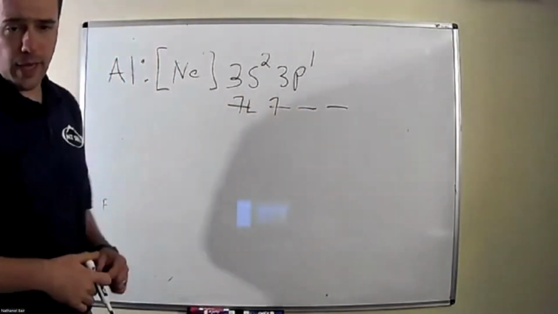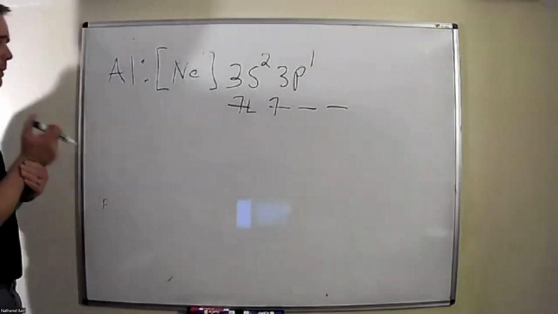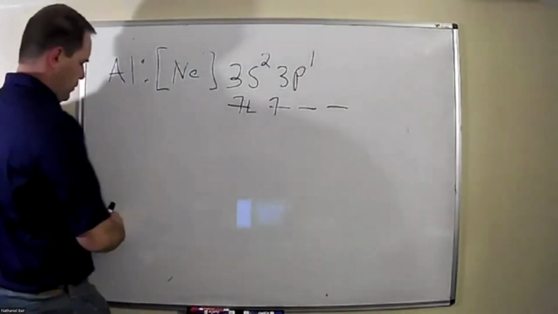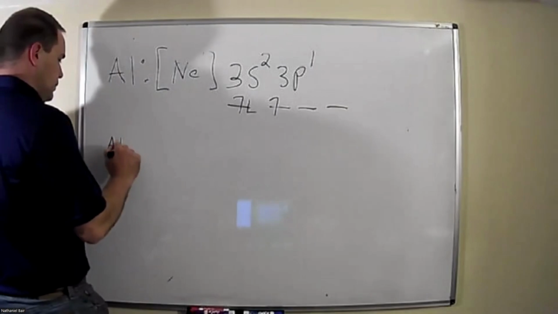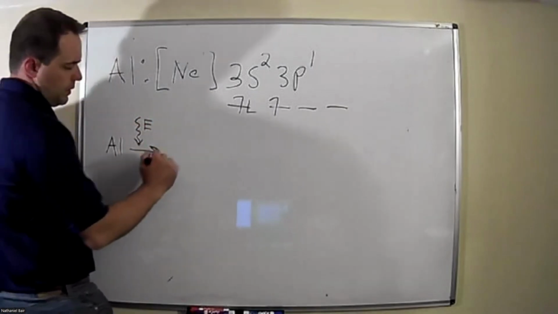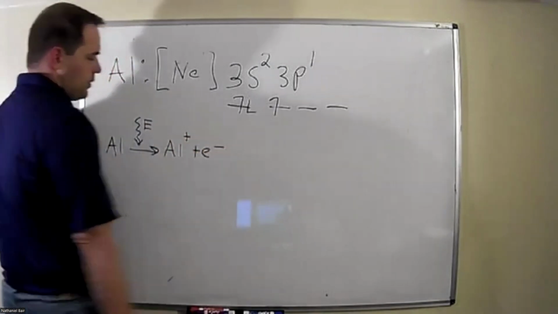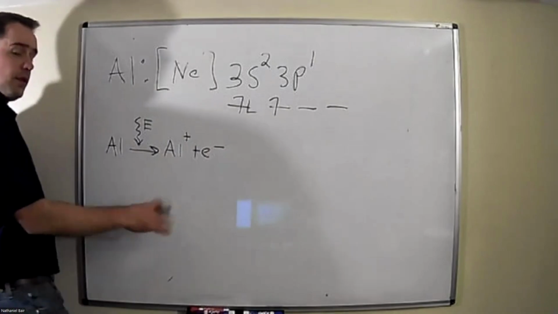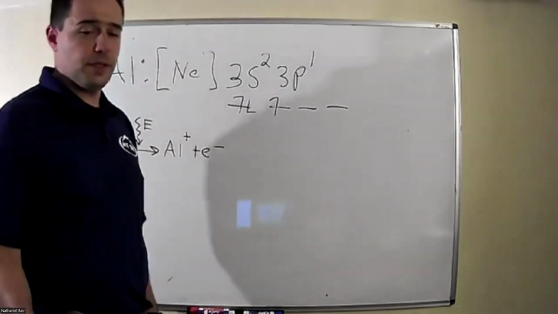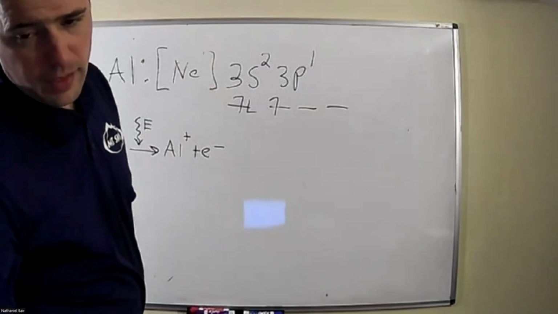Cool. I want to talk about what happens when we remove electrons from aluminum. So if I want to remove the first electron from aluminum, if I start with neutral aluminum and I zap in some energy and take an electron away, I'll be left with the aluminum plus 1 cation and an electron. Now that's going to take some energy. How much energy is it going to take to do that? Well, I have it on this slide: 580 kilojoules per mole.